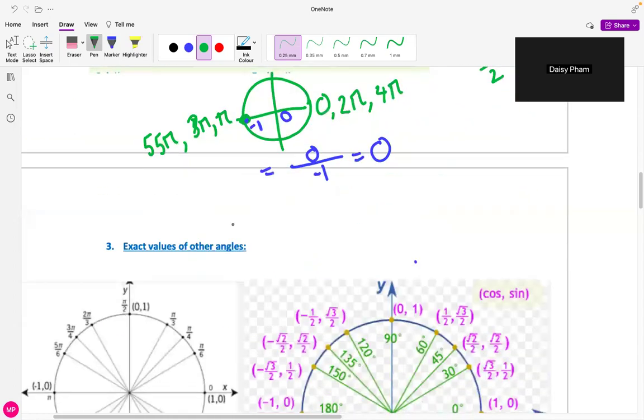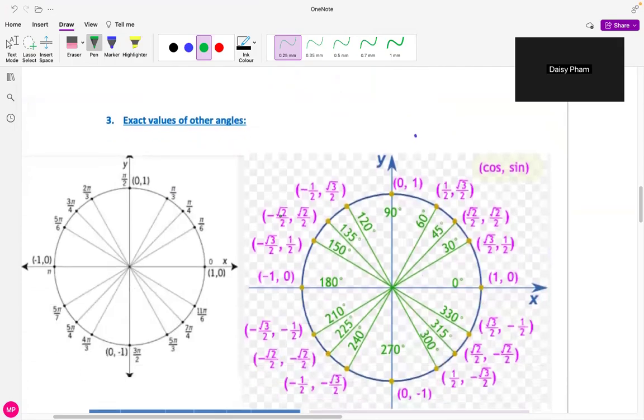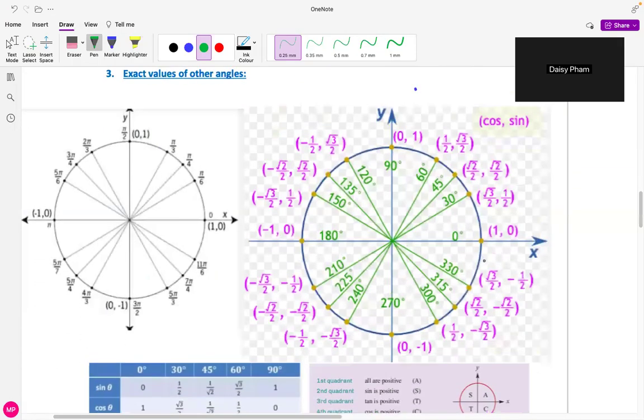Now, how can we find the exact values of other angles? So this table, sorry, this circle summarizes for you pretty much the whole thing. You have 0 degrees here.